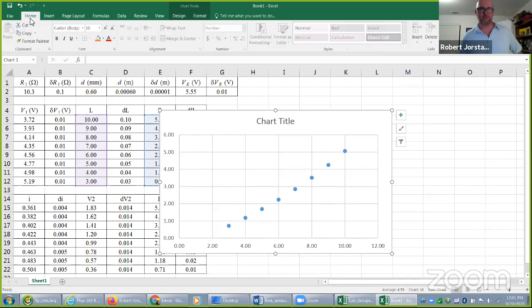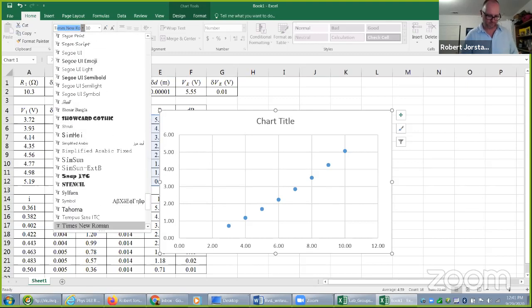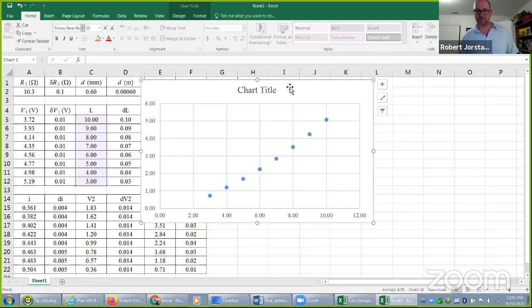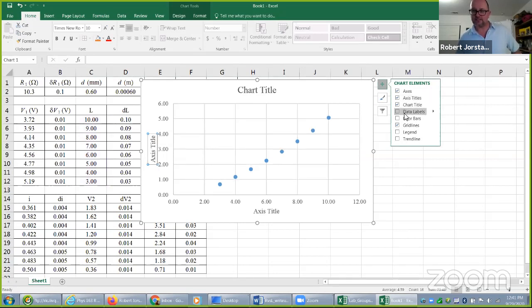I'm going to change the font right away because then I can update this. You can add the following pieces. We can get your axis titles, and you can also add in the error bars. For the error bars, let me make this smaller here. Sorry, Zoom's killing me. If I want to, I can right click on these error bars.